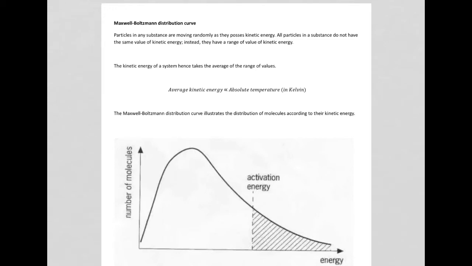Now, in a substance, particles are always moving. They're moving randomly, and this random motion is because of the kinetic energy that they possess. But all particles do not have the same kinetic energy. They have a range of kinetic energy. But when we talk about kinetic energy of particles, we talk about the average kinetic energy. So it's an average value of the individual kinetic energy of the particles.